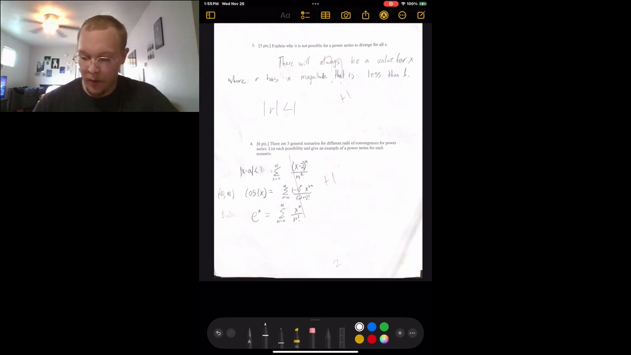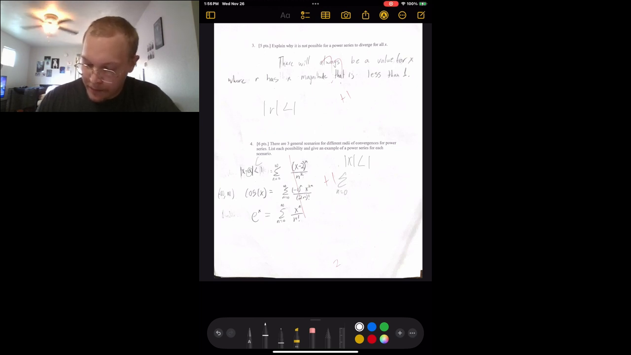For problem number 4, I'm going to go through each one of my examples and explain why they are wrong in particular. For the first one, I have the magnitude of x minus a is less than 1. For this one, I had associated it with the geoseries, which as long as the magnitude of x is less than 1, it will converge. I was using a as a variable instead of c, because I took this answer from the form of the power series, which is a sub n times x minus c to the n.